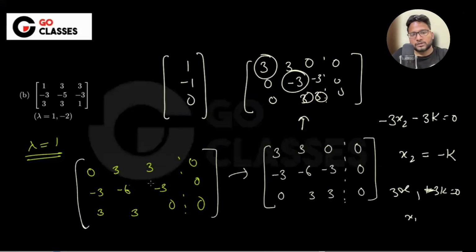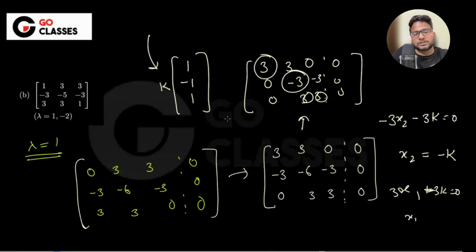Sorry, not 0, it is 1. So this last term is 1, right? 1, minus 1, and 1. Okay, so this is the eigenvector. This is the only one linearly independent eigenvector that you will be getting, corresponding to lambda equal to 1.